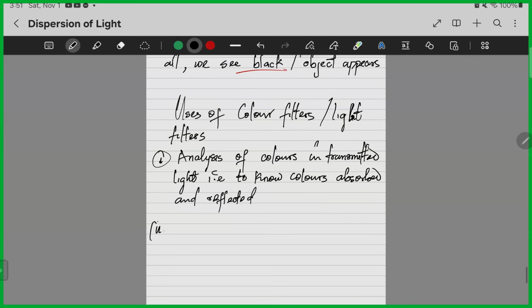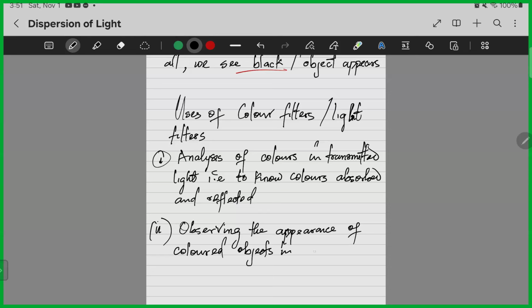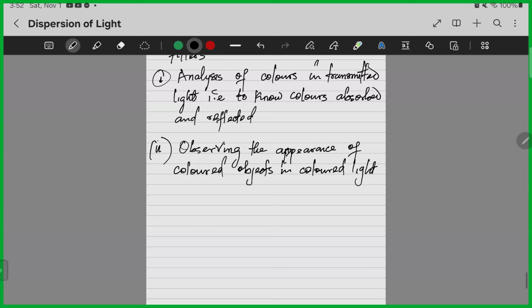The other use is for observing the appearance of colored objects in colored light. Observing the appearance of colored objects in colored light.